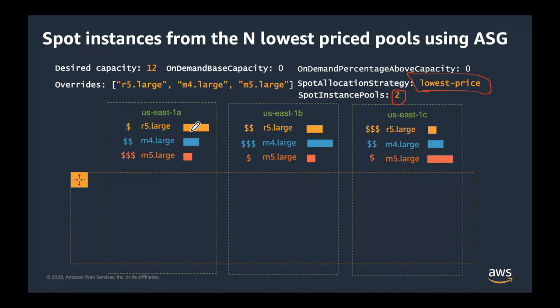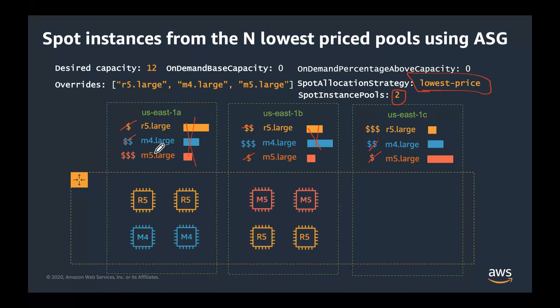What that means is it will not check for the capacity at all. It will just check for the prices. So the 2 lowest prices here are this one and this one. Here, this one and this one. Similarly here, this one and this one. Now, if I run my auto scaling group, I'll get instances, a mix of both R5 and M4 from here. Similarly here, and similarly the lowest 2 cost from here.